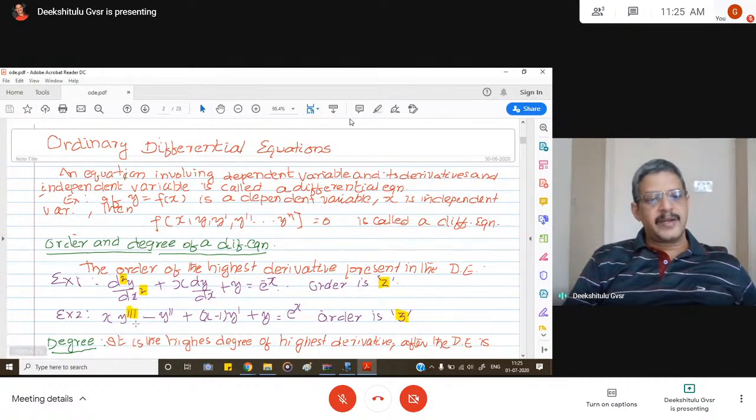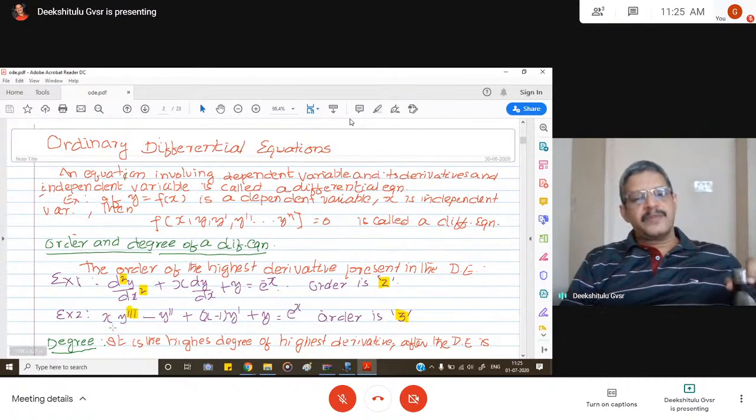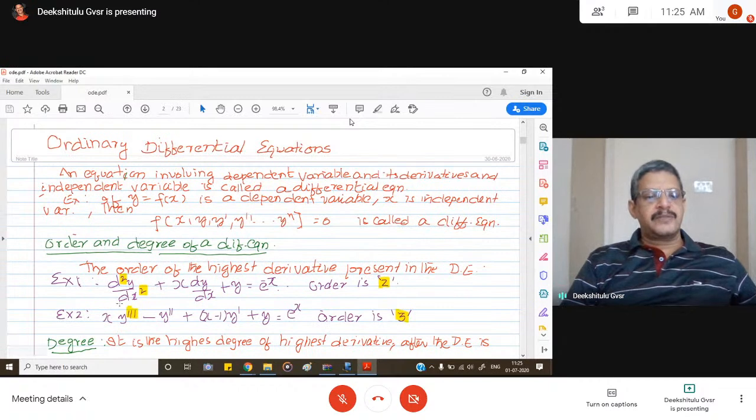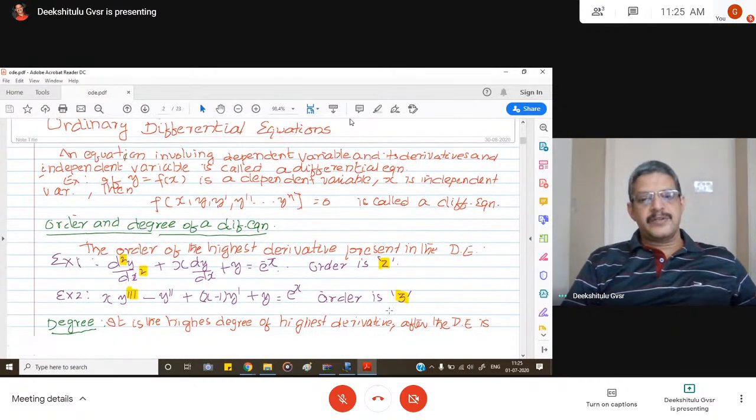So for example, x y triple dash minus y double dash plus x minus y into y dash plus y is equal to e power x. If we observe the equation, the highest derivative here is y triple dash, that is y3. So 3 is the order of the differential equation.